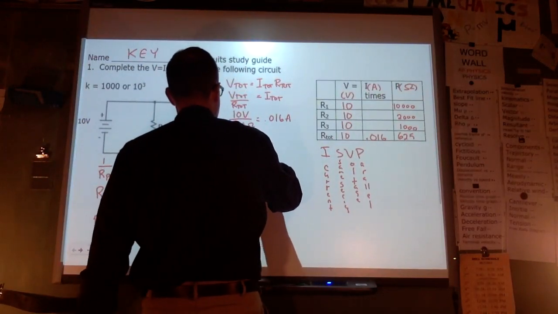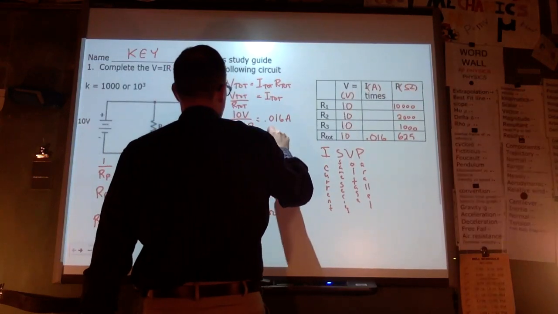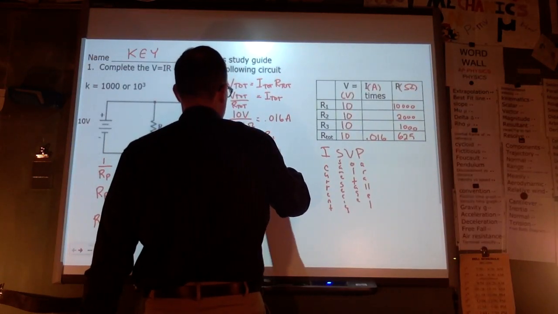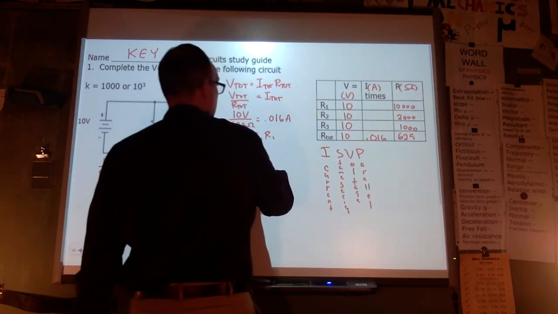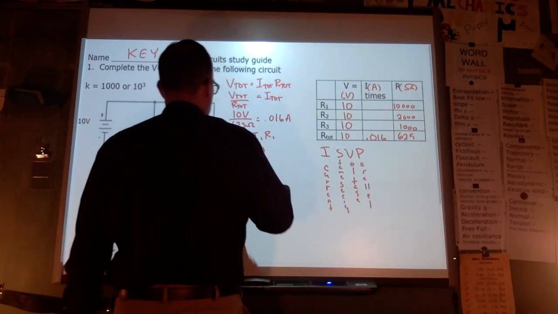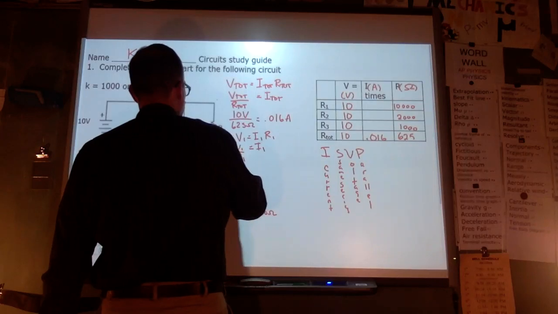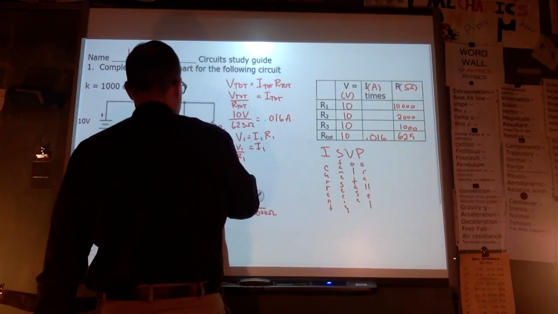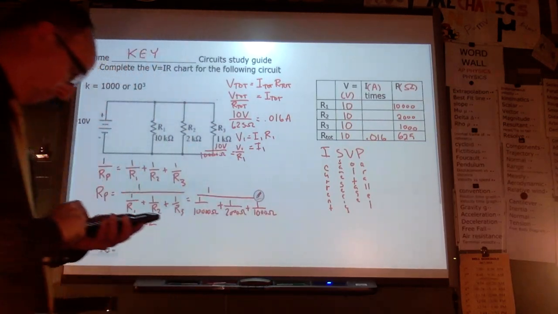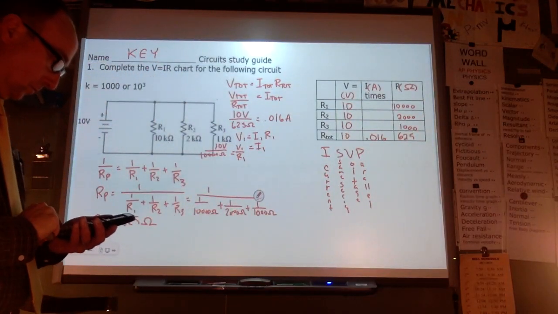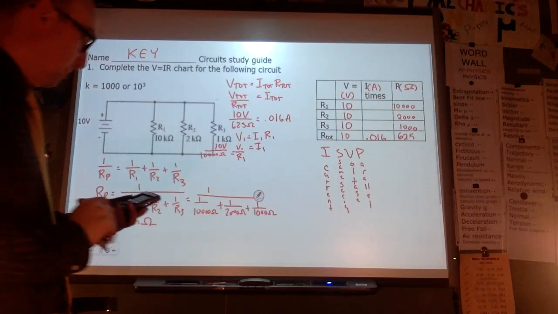So V1 is going to be equal to I1 R1. So I1 is V1 over R1. So this is going to be 10 volts divided by 10,000 ohms. So 0.001.